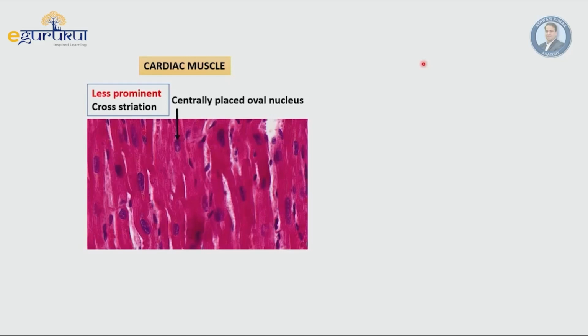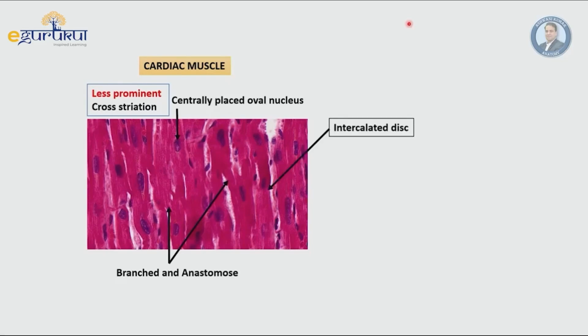Another feature which separates them from the skeletal muscle is that they have branched and anastomosing bundles. There were parallel, unbranched bundles in the skeletal muscle. But you can see all this branching, which can be very well appreciated in this picture also. So I have a branching and anastomotic bundle here. And one main feature of the cardiac muscle is the presence of intercalated discs, which make it a functional syncytium.